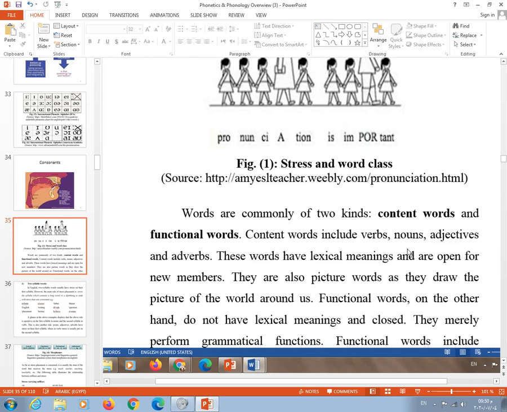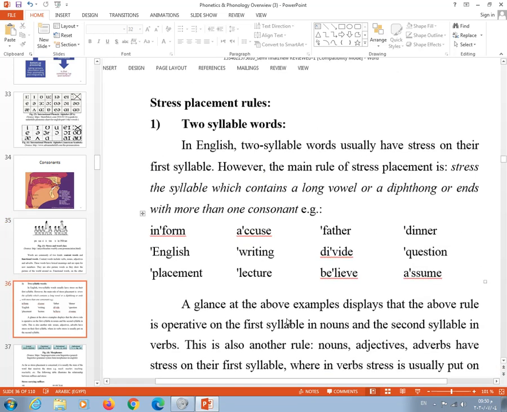Okay, when we talk about stress, we talk about two kinds of words: content words and function words. Content words include verbs, nouns, adjectives, and adverbs, and function words have grammatical functions and do not have meaning in themselves.